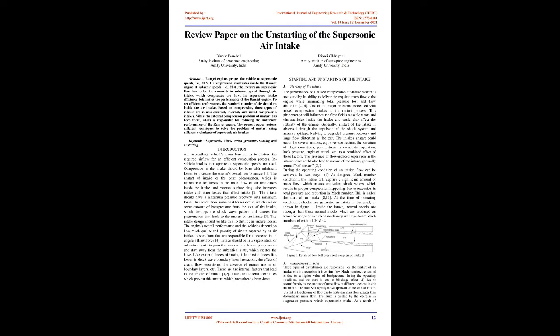Its supersonic intake efficiency determines the performance of the ramjet engine. To get efficient performance, the required quantity of air should go inside the air intake. Based on compression, 3 types of intakes are in use: external, internal, and mixed compression intakes.